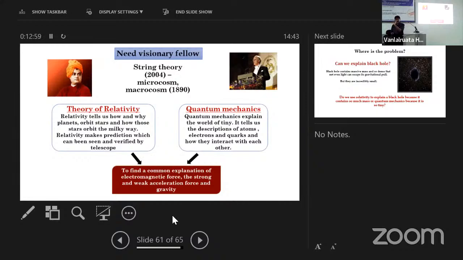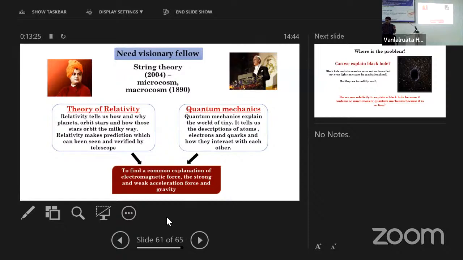So basically, what does string theory actually mean? String theory basically tries to reconcile the theory of relativity and quantum mechanics, to find a common explanation of the electromagnetic force and the strong and weak nuclear forces. So this is basically what we do.